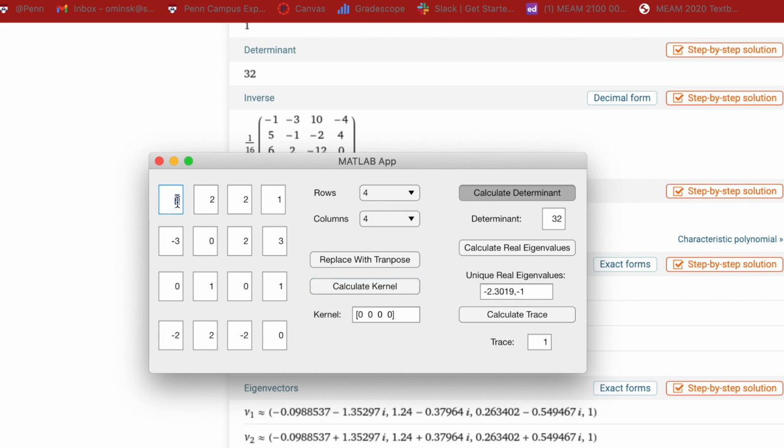Let's try one more matrix. Say 2, 0, 0, 1, make it a -1, -3, 0, so let's make that 0, and say 1, make that a -1, and say that is 0, this is 1, that's -2, and say this is 4. So let's do this again, calculate the real eigenvalues. There they are. Calculate the trace. Calculate the determinant. Calculate the kernel again, it's going to be 0 again.